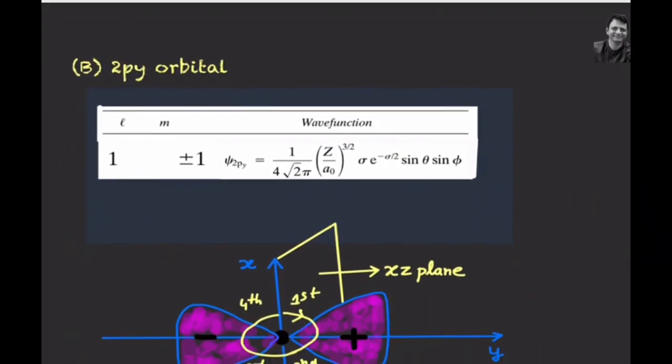So let us again practice with another orbital, the 2py orbital. This is the complete wave function for the 2py orbital. It has radial as well as angular parts. We are interested in the angular part, and the angular part of 2py is directly proportional to sin theta sin phi. For 2py also we know that the principal quantum number will be 2, the azimuthal quantum number will be 1, and the magnetic quantum number may be plus or minus 1.